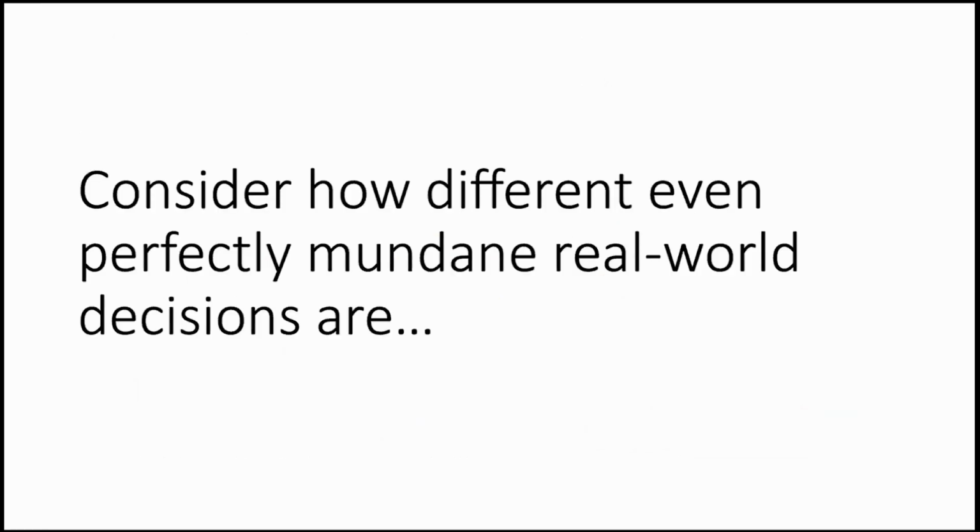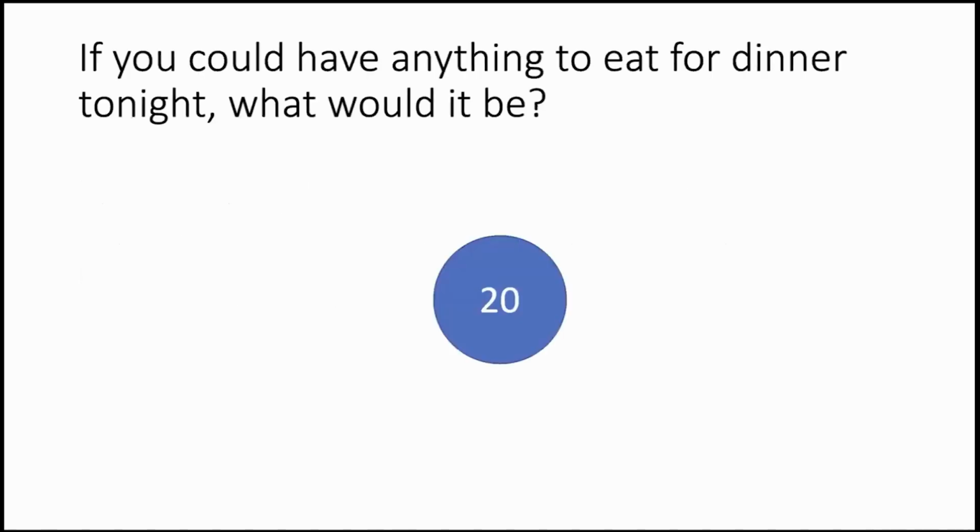So just to give you a sense for how different perfectly mundane real world decisions are, here's one you can do. If you could have anything to eat for dinner tonight, what would it be? I'm going to give you 20 seconds to make that decision. And as you're making this decision, I just want you to pay attention to the decision-making process that's going on. So think not only about what you want, but also the various things that you're considering.